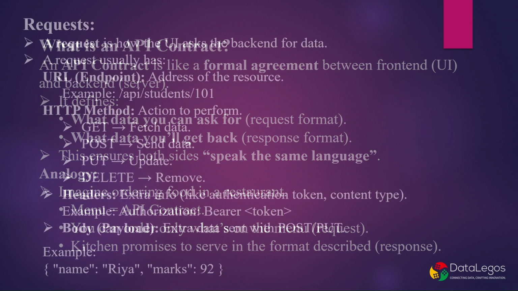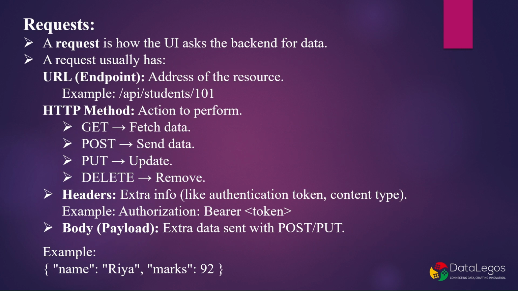Requests, how the UI asks for data. When the UI needs data, it sends a request to the backend. A request usually has a few parts: URL, endpoint. This is like the address of the resource you're trying to reach. Example: API students 101 fetches information about student 101.